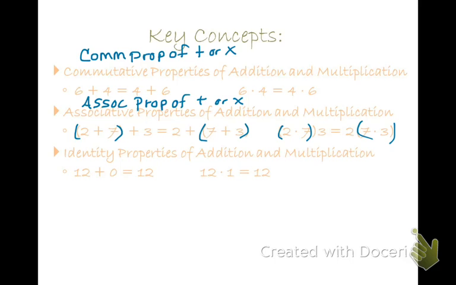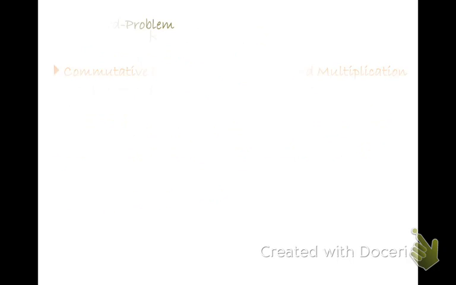Then you have the identity property of addition and multiplication. So you would write ident, prop of addition or multiplication. Remember, adding a 0 means it's the identity property of addition, and when you multiply by 1, it's the identity property of multiplication. So let's try some of these.